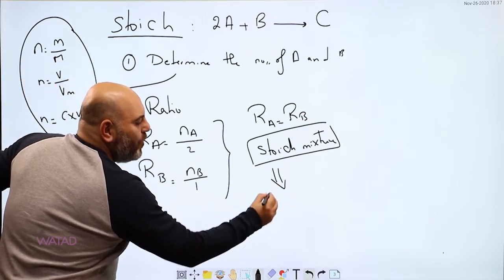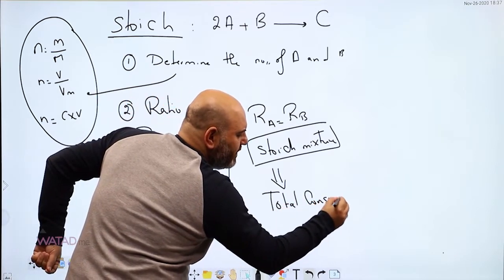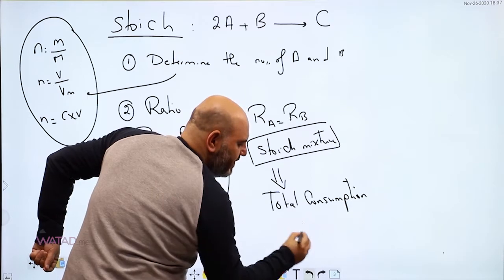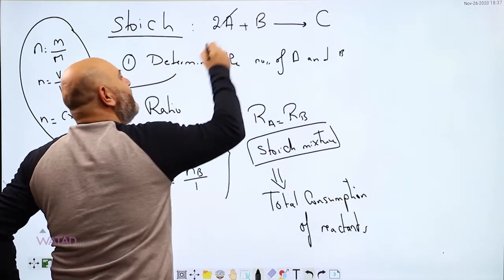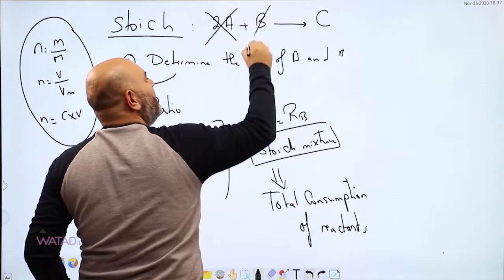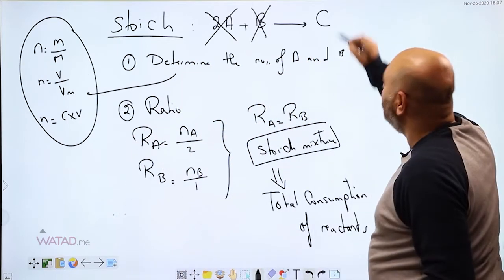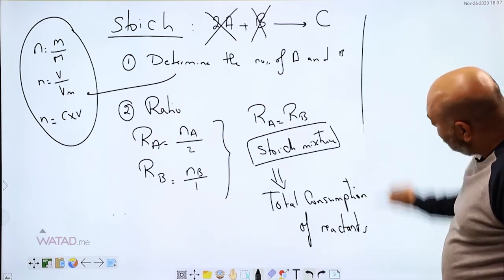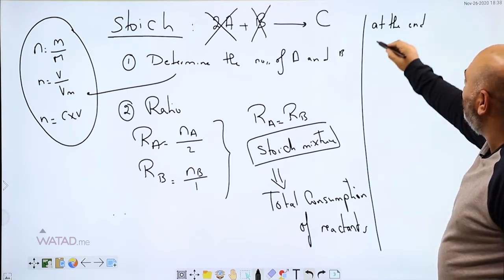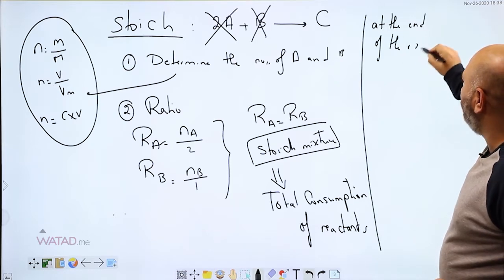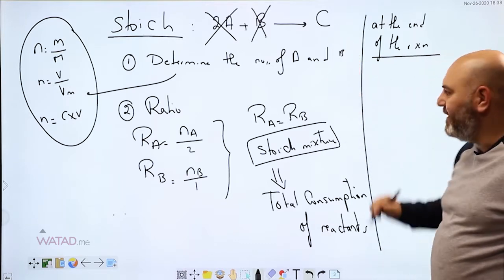It means that we have total consumption of reactants. It means that at the end of the reaction, you do not have either A or B. Therefore, A and B are totally consumed, which implies that at the end of the reaction, what do you have? All of you are going to tell me that we have C.